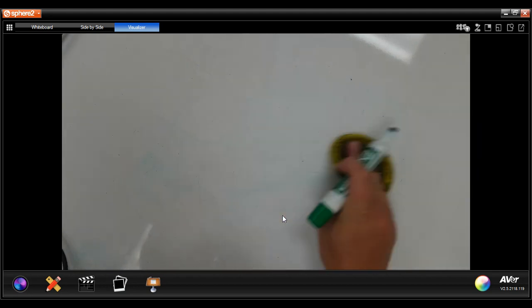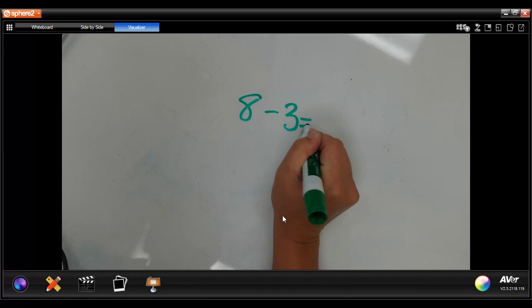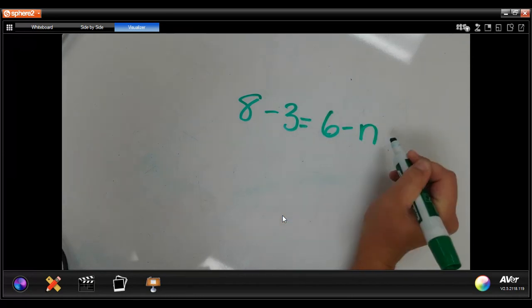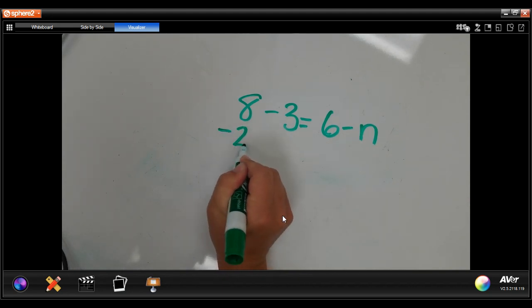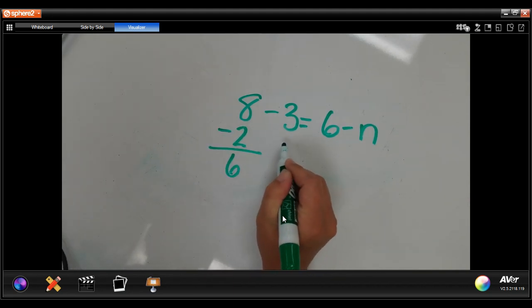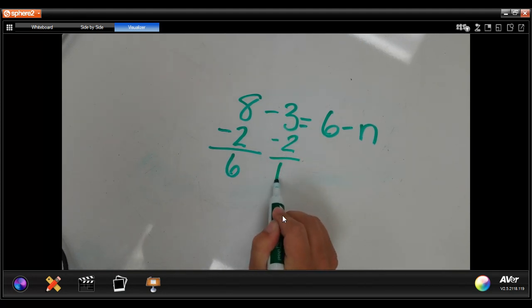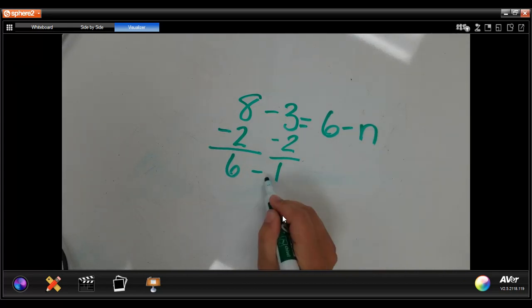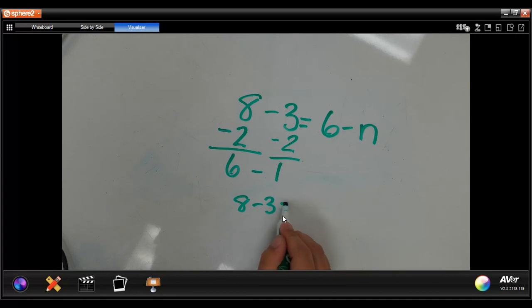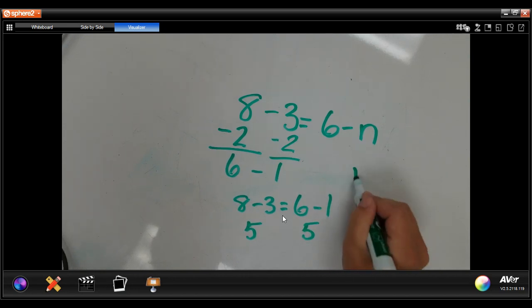Let's move on to the variable one for subtraction now. 8 minus 3 equals 6 minus n. Comparing 8 to 6, I have to subtract 2 to get to 6. That means I have to subtract 2 from this 3 as well, which would be 1. So let's check if n equals 1. I said 8 minus 3 is equal to 6 minus 1. 8 minus 3 is 5, and 6 minus 1 is 5. That is true as well.